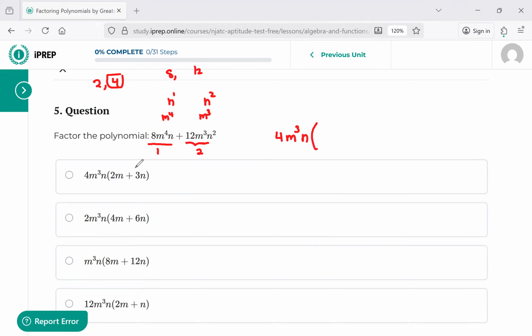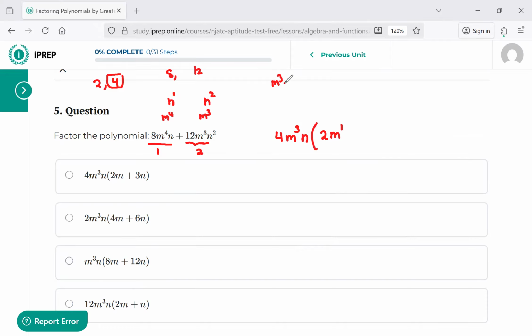Now we can't really change our problem. So what do we have to multiply this whole thing, 4m cubed n, by to get the first term, 8m to the fourth n? So we're going to need an extra 2 because 4 times 2 is 8. And I think we're going to need some m's. How much more? Just one m because remember when you multiply, you add the exponents.